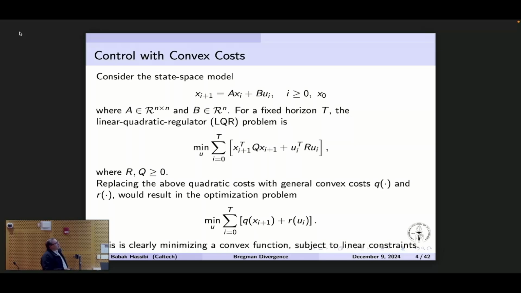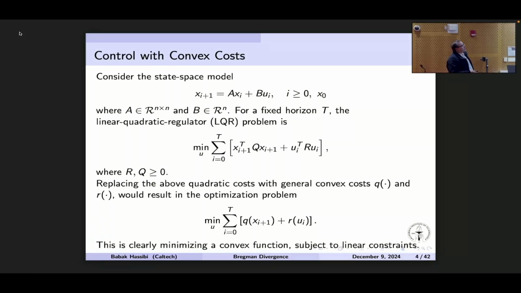Now, if I want to look at this thing more generally, clearly what I could do is take two general convex costs. I'll use Q for the state cost, R for the control cost. Just replace these quadratics by this. And so this is clearly, again, a quadratic cost subject to a bunch of linear constraints. Again, the only unknown is x naught. So this is not a big deal.